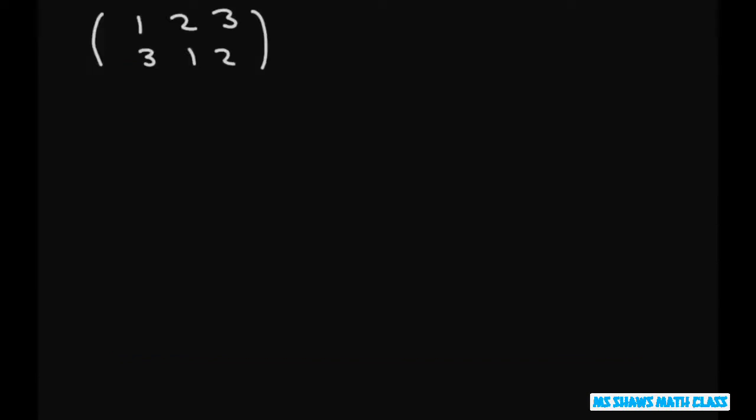Everyone, this is an introduction to cycle notation for permutation groups. So, for example, we usually have it written like this, but it also could be written as (1 3 2).